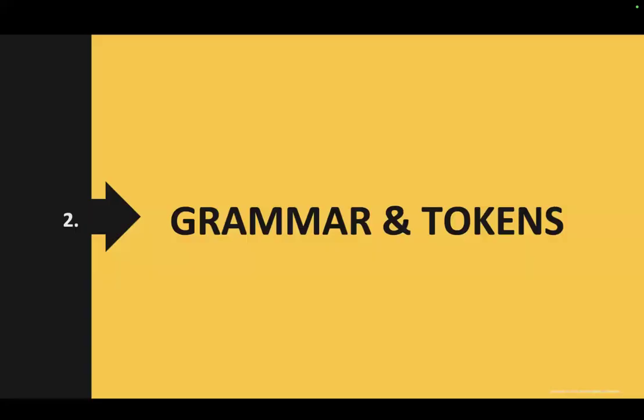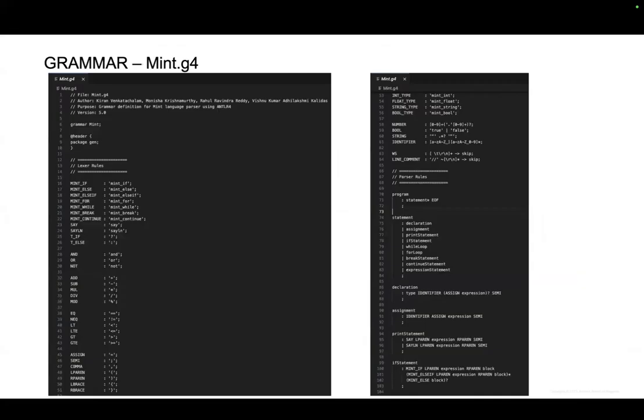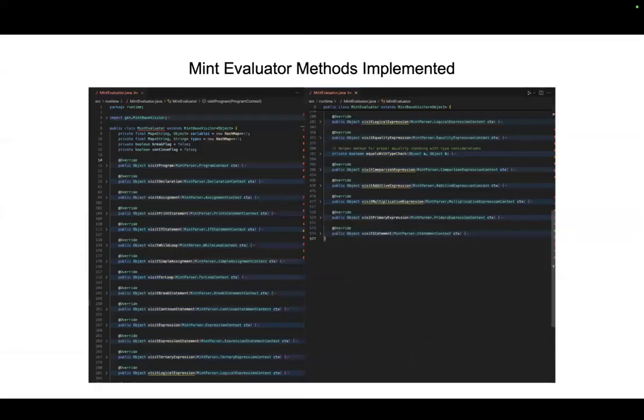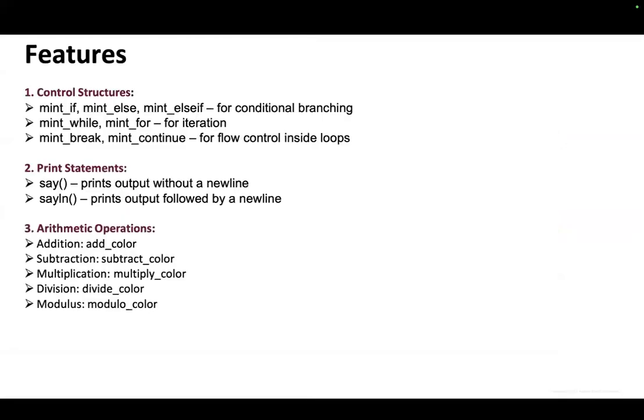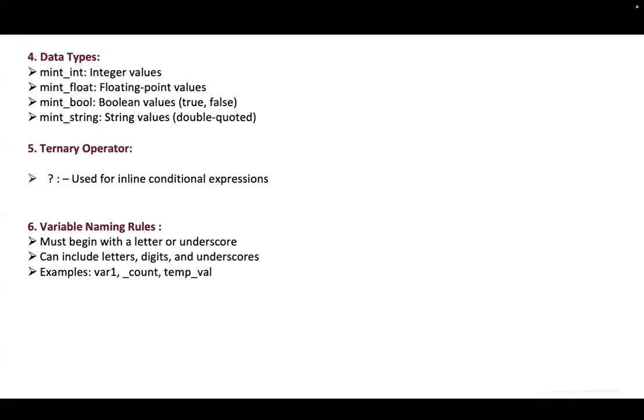Yeah, thanks, Vishnu. So now let's talk about the backbone of any language, that is its grammar. We began by writing the grammar in ANTLR using the G4 format. We carefully designed lexer rules for keywords like mint if, mint else, mint while, and mint for, as well as for symbols, identifiers, numbers, booleans, and strings. And then came the parser rules, which follow operator precedence, starting from ternary expressions at the top and working down through logical, equality, comparison, arithmetic, and finally primary expressions.